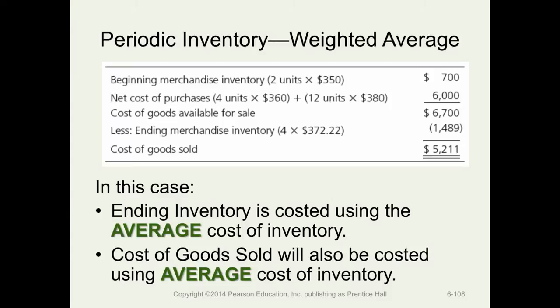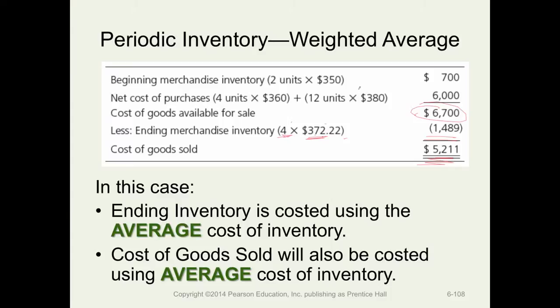Of course, in either case, periodic versus perpetual, your total cost of goods available is going to be 67. But now, ending inventory is 4 units at $372.22, and your cost of goods sold is $5,211, and that becomes the average cost under a periodic basis. So once again, you will get a different result under periodic LIFO and periodic weighted average, but you would get the same results under the FIFO basis.